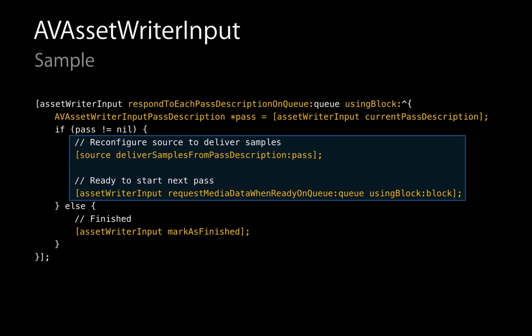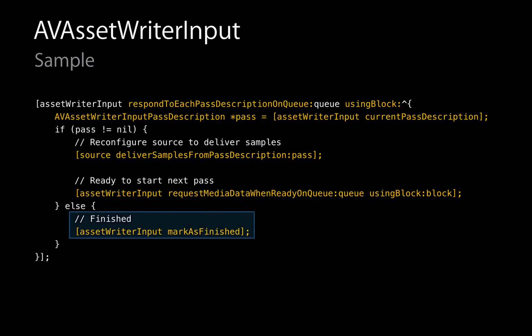You're already familiar with request media data when ready on queue. If the pass is nil, that means the encoder has finished passes, then you're done. You can mark your input as finished.